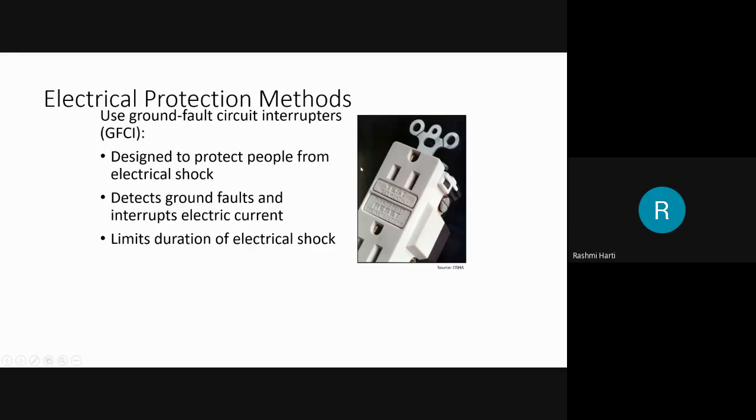This particular thing is designed to protect people from electrical shocks, as well as detect ground faults, and interrupt the electrical current because of those faults, as well as limit the duration of electrical shocks. So this is the use of GFCI. This is one of the electrical protection methods.